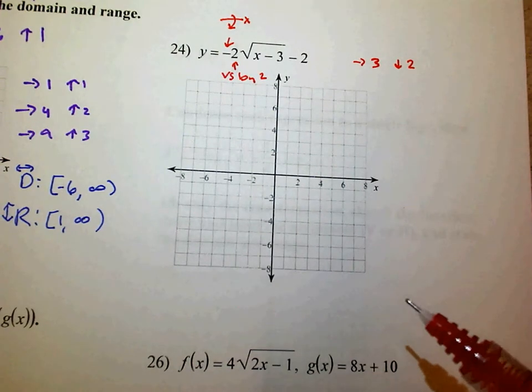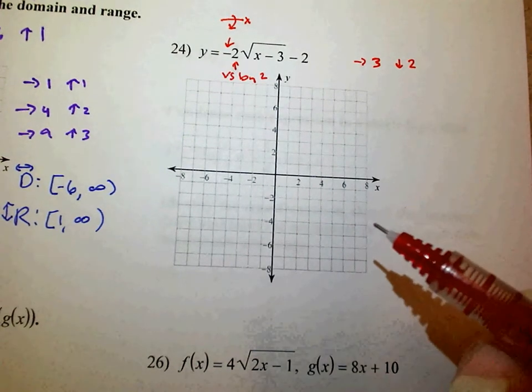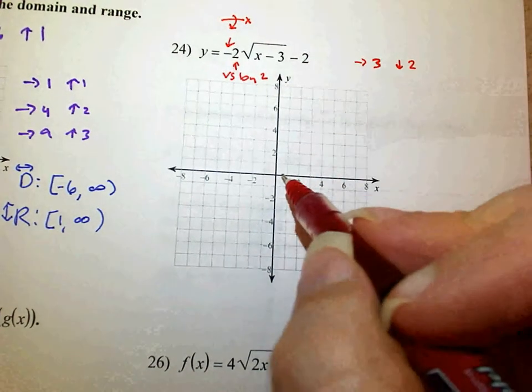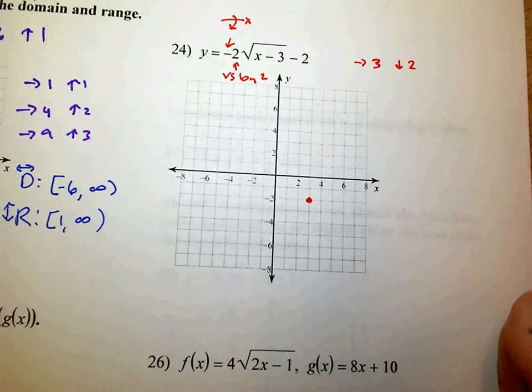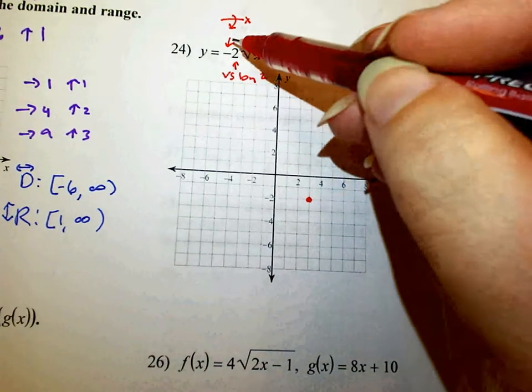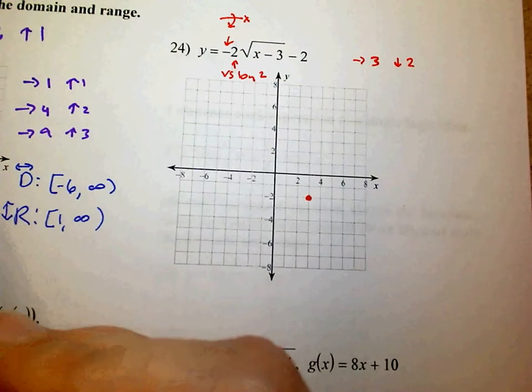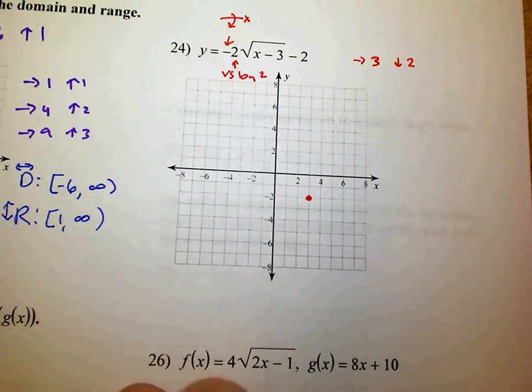So when I do this, I'm going to go to the right 3 and go up, down 2, 1, 2, and that's my starting point. And then because it flips over, that means instead of going this way, I'm going to go down. Right.